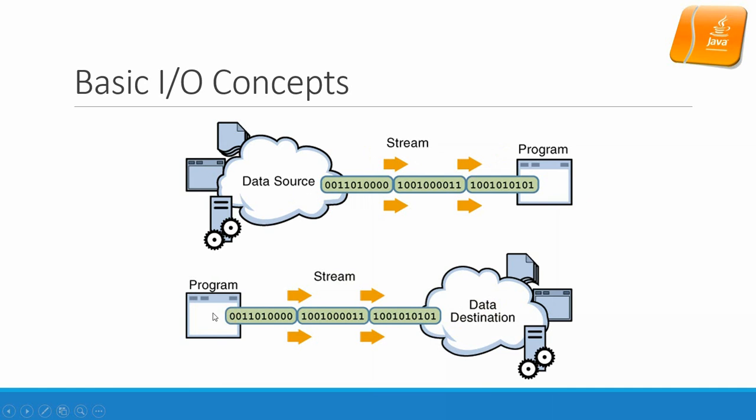And for output, we have a program that tries to send the data in binary format as a stream, we call it an output stream, to the data destination. It could be a printer, could be computer storage, could be a monitor.